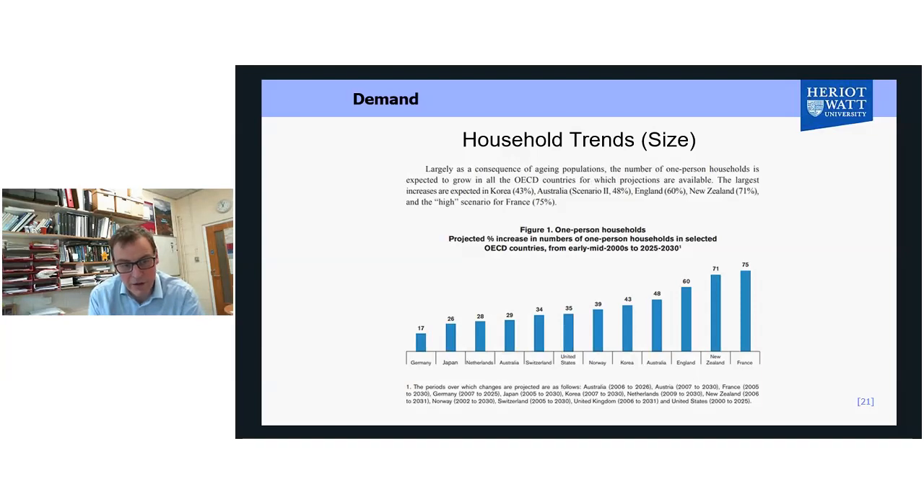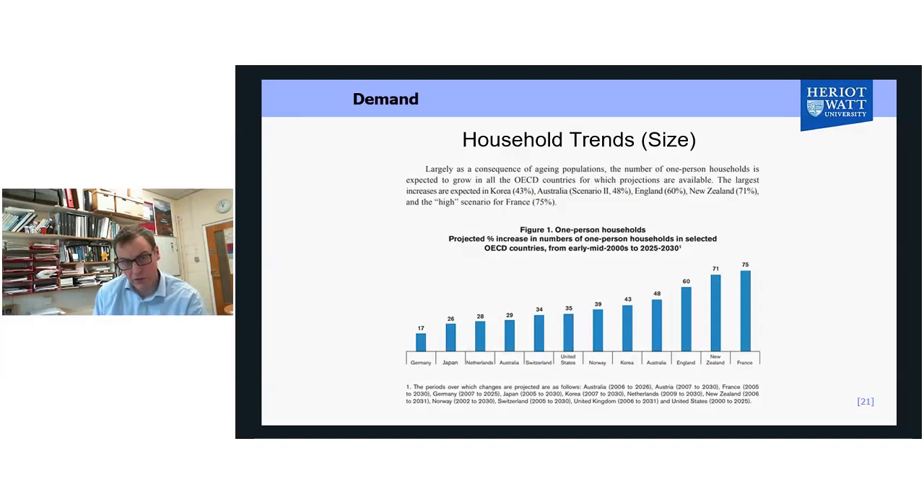So you see that in France they're expecting a 75% increase in the number of single person households, and even in Germany at the other end of the scale a 17% increase. So that means extra water is needed without a doubt.